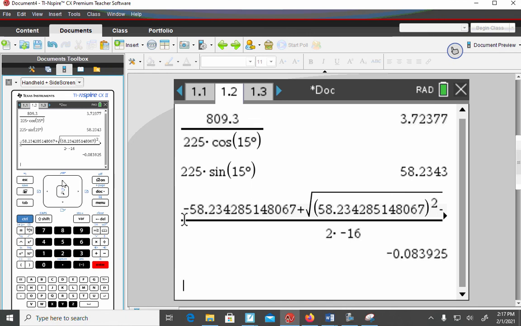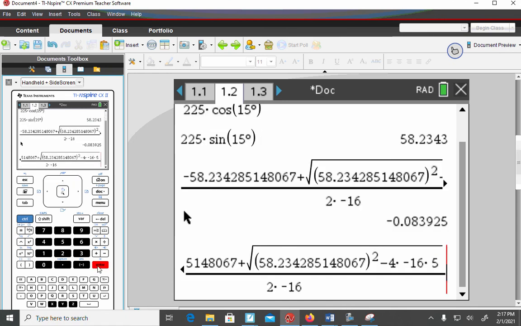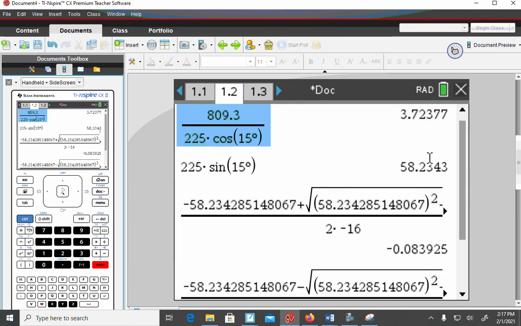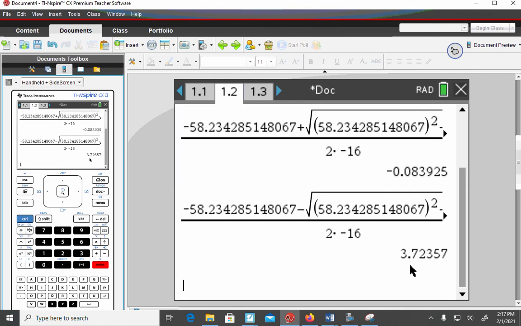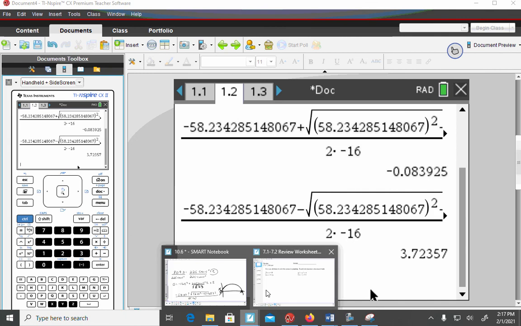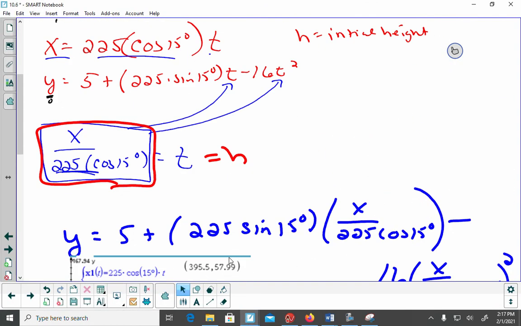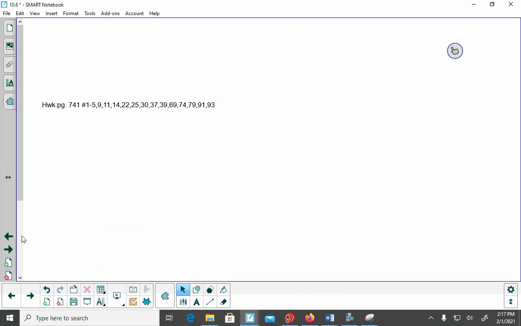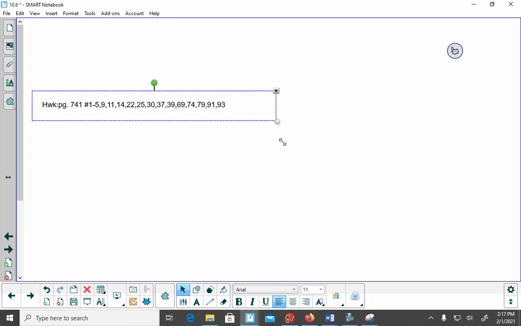So no problem. Go up and grab this, slide over here, and make this plus sign a minus sign. And look at that, I get 3.72. That makes me so happy because that matches the 3.72 that I have up here. So you could do either one. I just wanted to show you that both of them work. So the answer to the last question is that the arrow is in the air for 3.72 seconds. All right, those are the notes. We don't worry about the homework. We'll talk a little bit more in class.